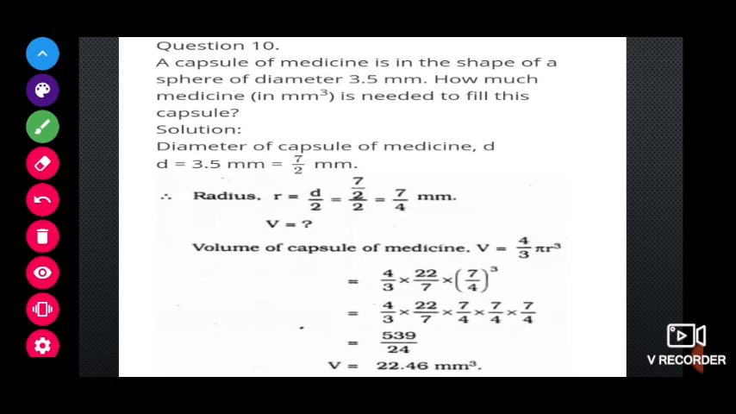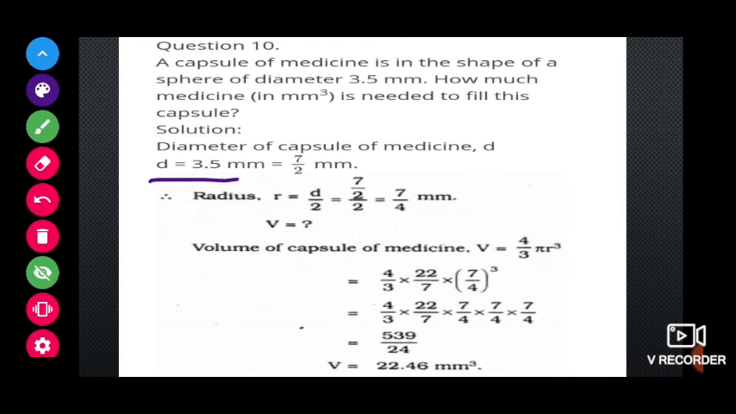Next, the capsule of medicine is in the shape of a sphere of diameter 3.5 mm. How much medicine in millimeter cube is needed to fill this capsule? So here they are asking again the volume only, in an indirect way. So first they have given the diameter as 3.5 mm, that is 7 by 2 mm. So the radius will be divided by 2. So we will get 7 by 4 mm.